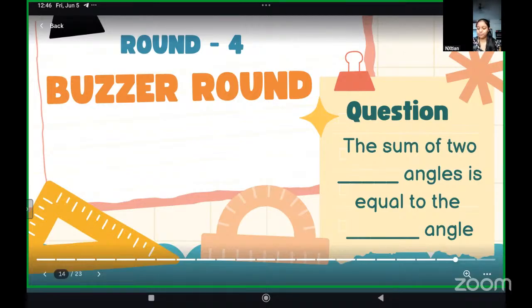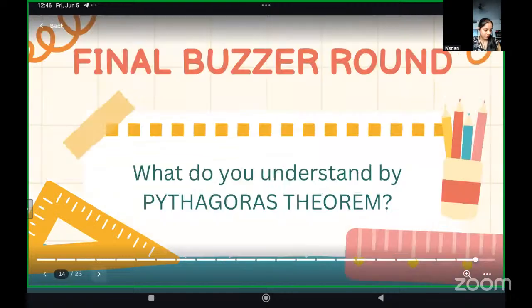Last round we have the final buzzer round. Get ready. Brace yourself. Get your hands ready. We are going to the final buzzer round. The question will be of 3 marks. We are going up in three, two, one, go.